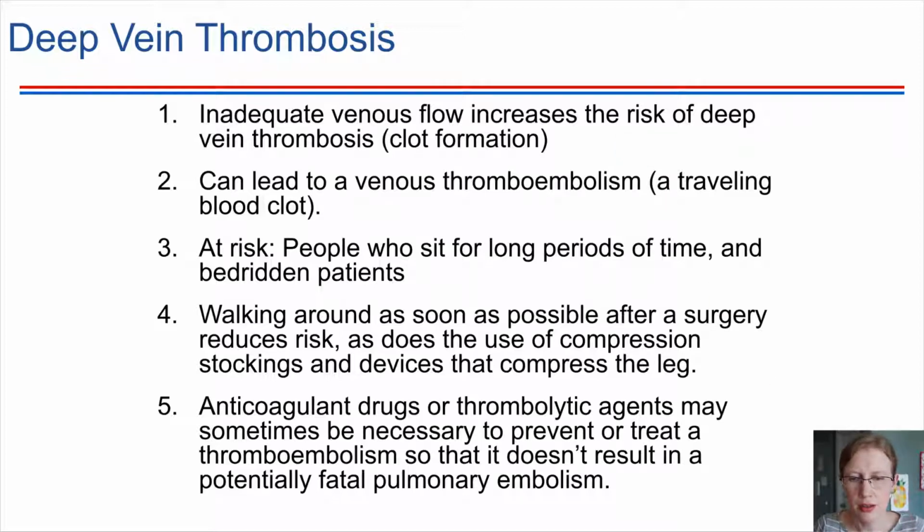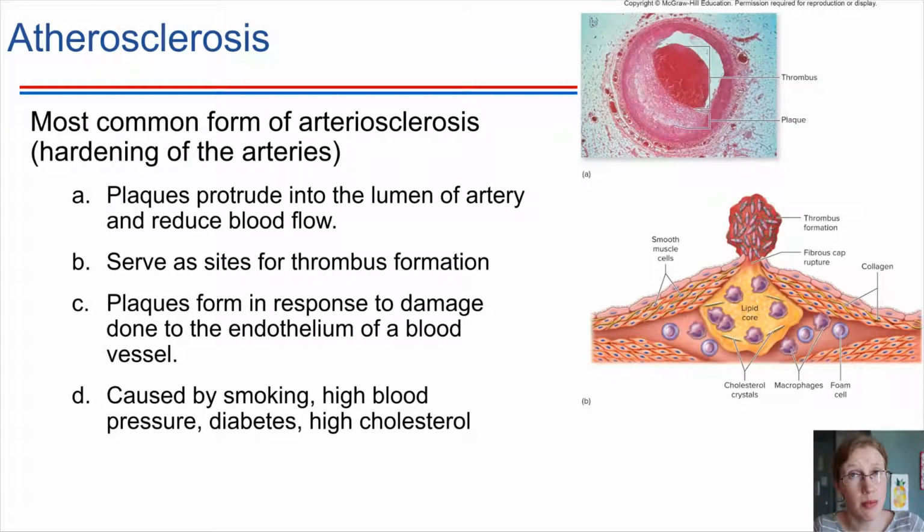Finally, our last type of problem that we are going to mention with regards to blood vessels is atherosclerosis. This refers to hardening of the arteries. Why does hardening of the arteries happen over time? This can happen due to buildup of plaques in the blood vessels.